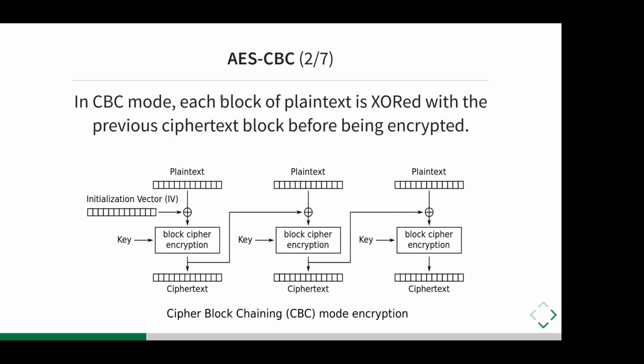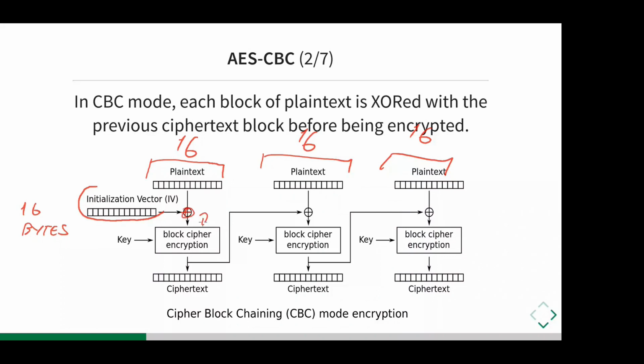I have an IV, which is another vector of 16 bytes. And then I have my plaintext blocks. The plaintext I divide in blocks of 16, so 16 here, 16 here, and 16 here. Now CBC works as follows. Before actually encrypting the plaintext with the AES block, I first XOR it with the IV.